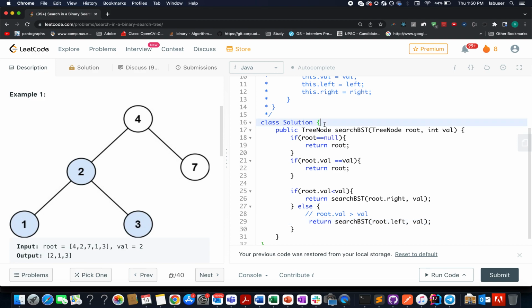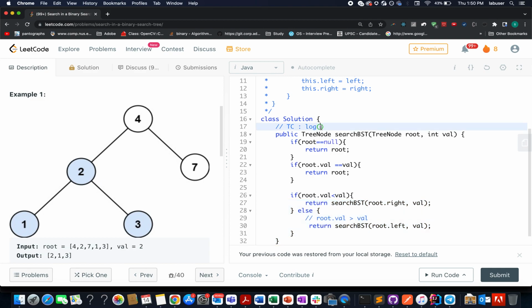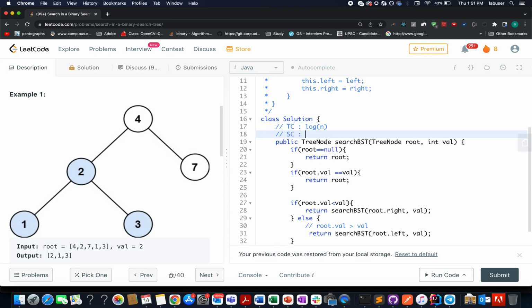The time complexity of this approach turns out to be log n. Why log n? Because you're always making a decision whether to move in the right direction or the left direction. There is no case where you're moving in both the directions. Had it been the case that we were moving in both the directions, the time complexity would have been order of n. The space complexity is again equal to the height of the binary search tree, which is given by order of log n. This brings me to the end of today's session.